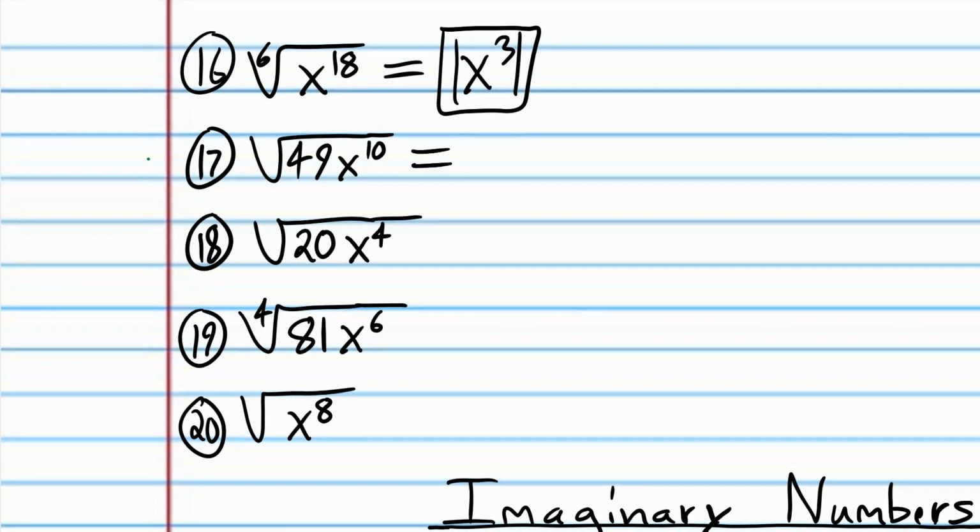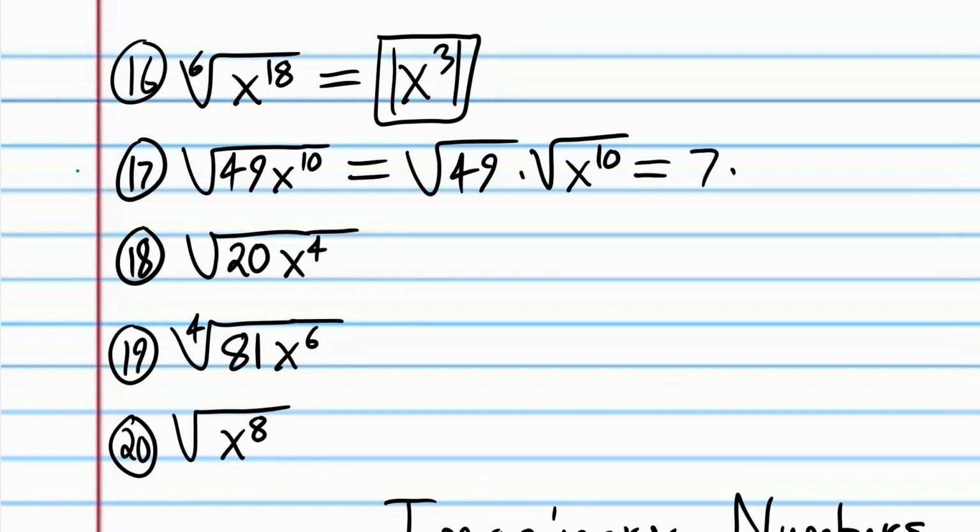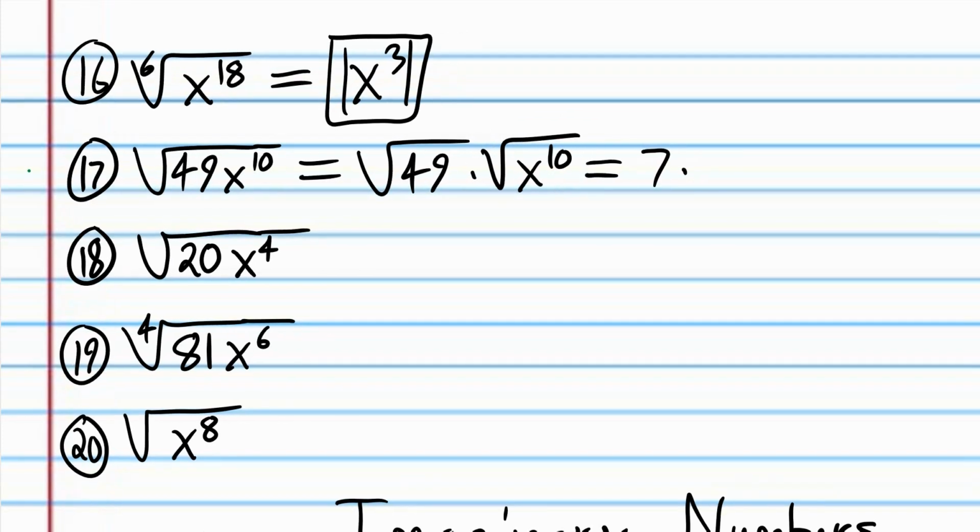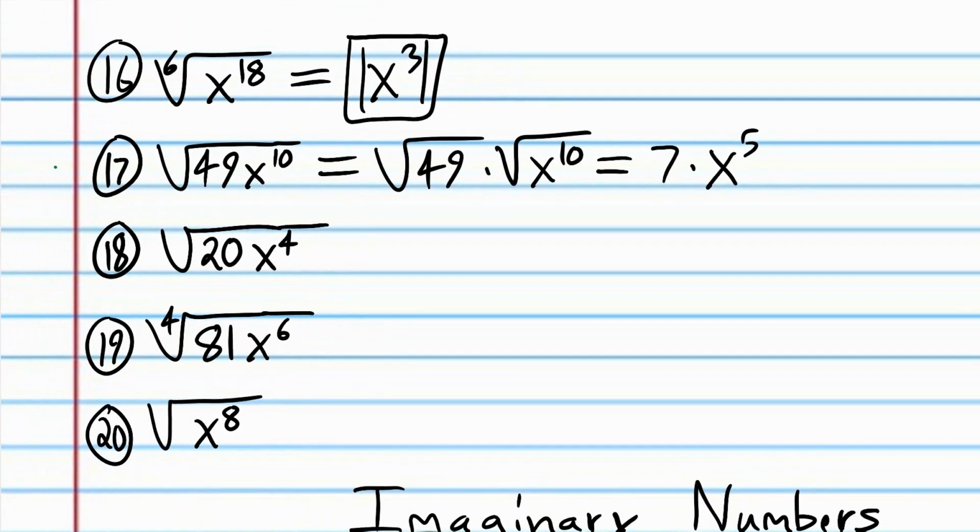All right, we're back. So we're going to factor. 49 is already a perfect square, and actually x to the 10th is already a perfect square too, so we can go ahead and just break apart. The square root of 49 is 7. But now we're going to have to worry about this because we have an even root, an even index. So we take the power of the radicand divided by the index 2, and we get x to the 5th. 10 divided by 2 is 5. This is an odd power, so we have to put absolute value symbols around it.